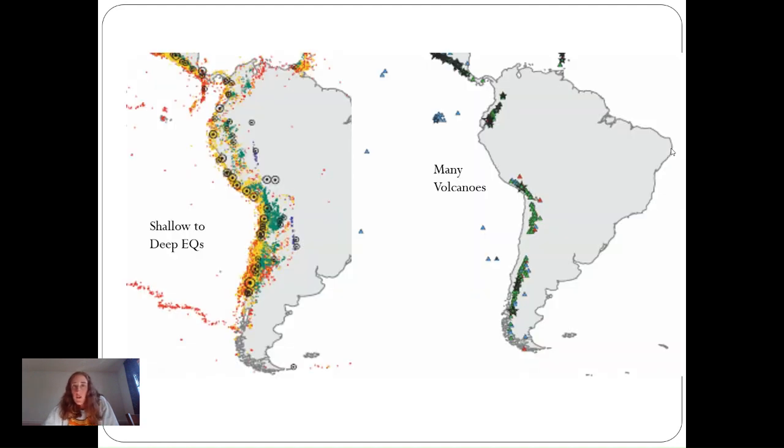So in terms of features that you find there, if we're looking at the west coast of South America, we have deep and shallow earthquakes. Again, thousands and thousands of earthquakes that occur at that plate boundary. We also get lots of volcanoes. Basically, the entirety of the Andes Mountains range is nothing but volcanoes.